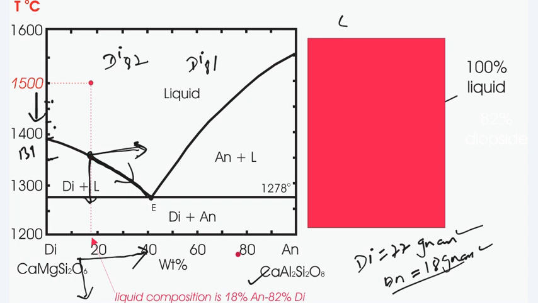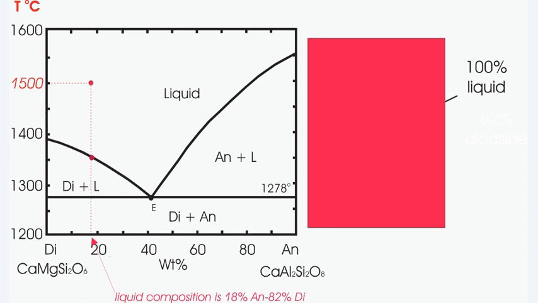Now when it reaches here, a tiny crystal will form. Then it will follow this path along the liquidus. When it follows this liquidus, solid will form. But the solid has a single composition, only diopside. It always contains 100% diopside until the eutectic point is reached.